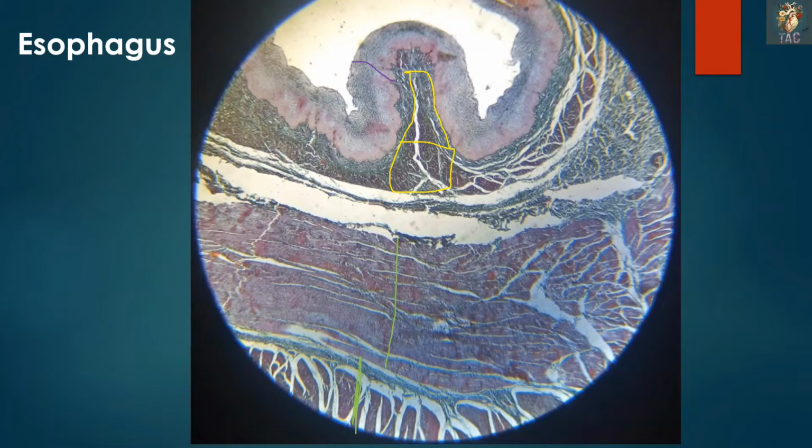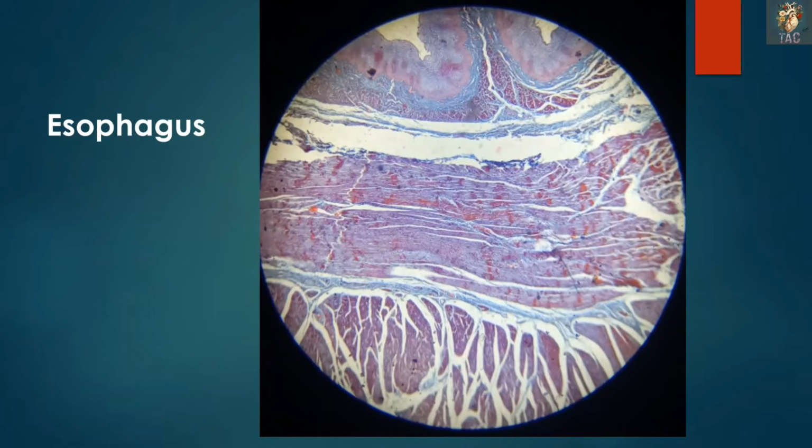So having these points in mind: first, stratified squamous non-keratinized epithelium; second, skeletal muscles forming the two bundles, inner circular and outer longitudinal. So you can identify the slide of the esophagus as well. This is another slide of the esophagus. Here you can appreciate the epithelium, then the connective tissue, and then the skeletal muscles.